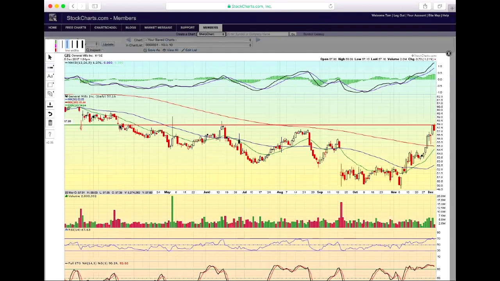But I do see some overhead resistance. You can kind of see this reaction high here, and then maybe this low down here. This is kind of an area of some overhead resistance as we move higher. You can see the bottom of this zone. We struggled in August, and now today, potentially, we are very overbought.